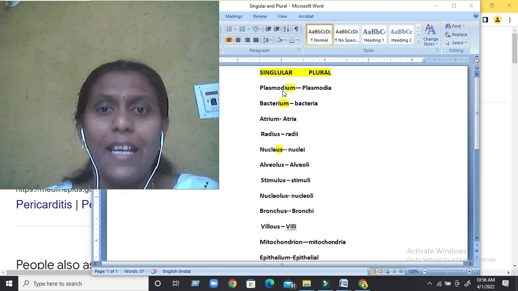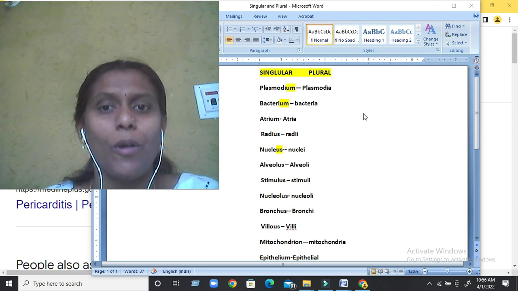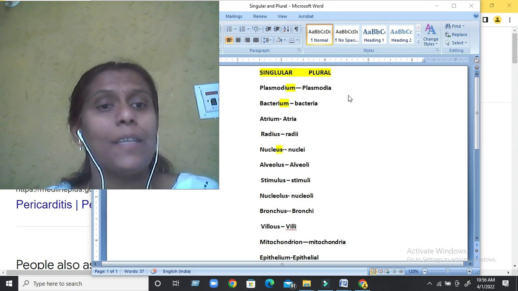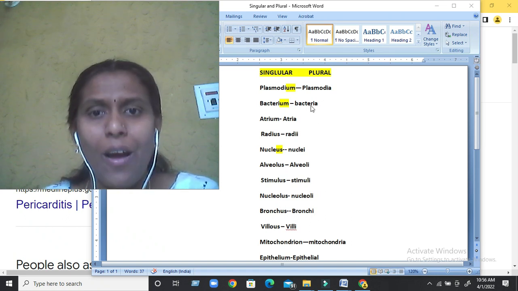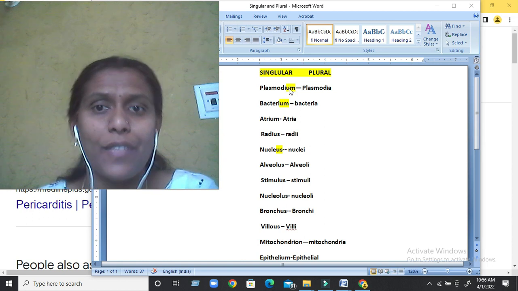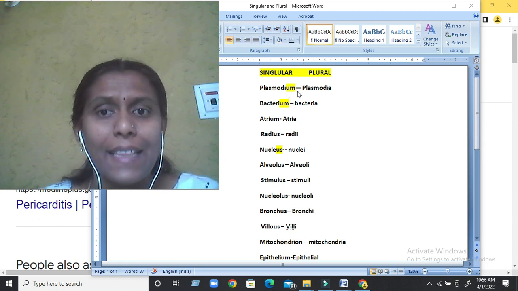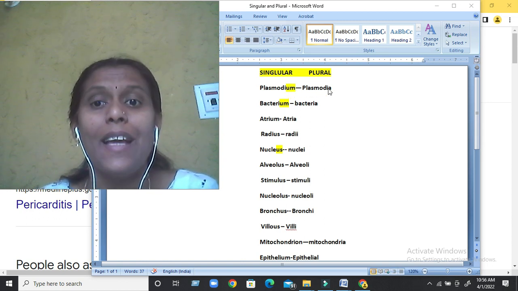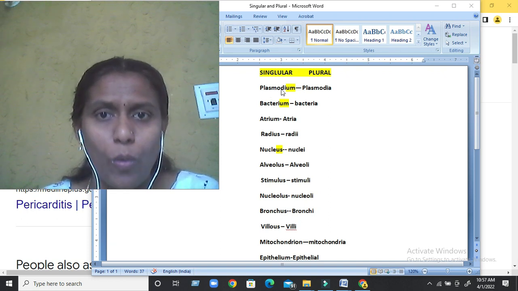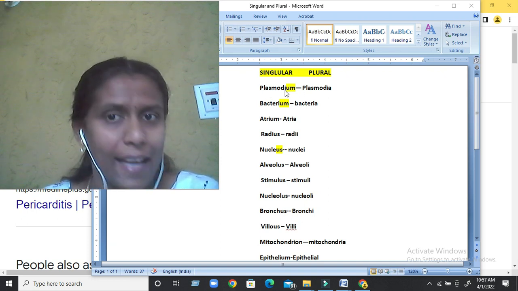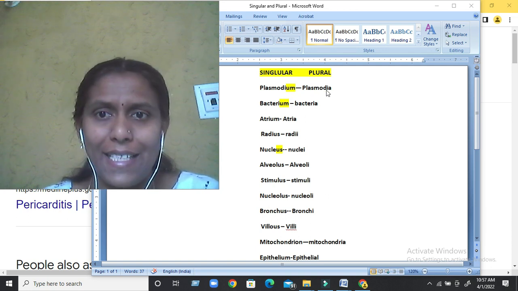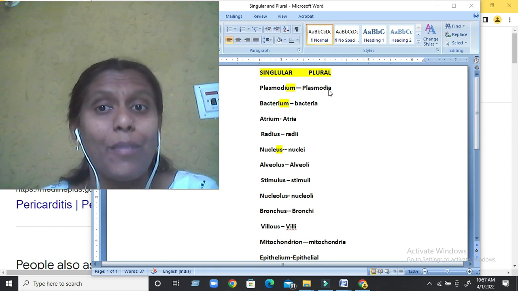Let's go for it. So here we get to know something called plasmodium, and the plural of it is plasmodia. What do I mean when I say plasmodium? Look at the spelling. The end of the spelling is um, and that is getting replaced with a. The rest of the spelling stays, plasmodia. The um at the end is replaced with a, so that becomes a plural.